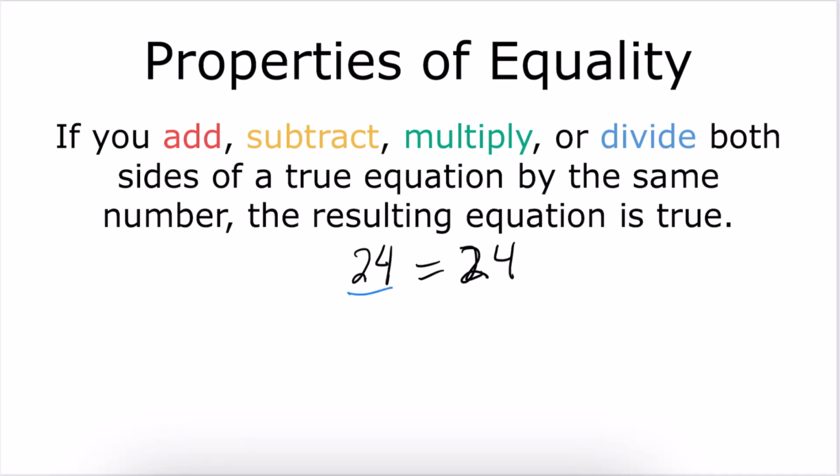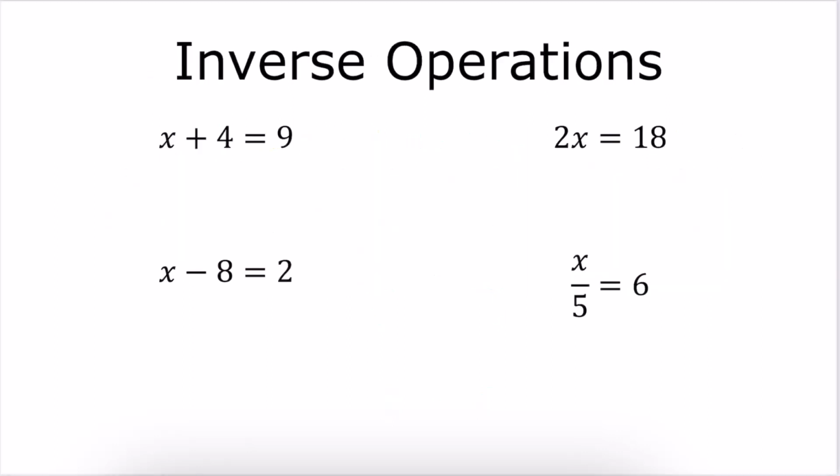Like, for example, if I took this equation and divided by 3, it gives me a totally different equation, because the equation 24 equals 24 is a different equation than 8 equals 8, but the resulting equation is still true. And this is useful for when you're trying to solve equations in algebra. So, one of the ways that you can solve equations is by using the inverse operations to isolate the variables.